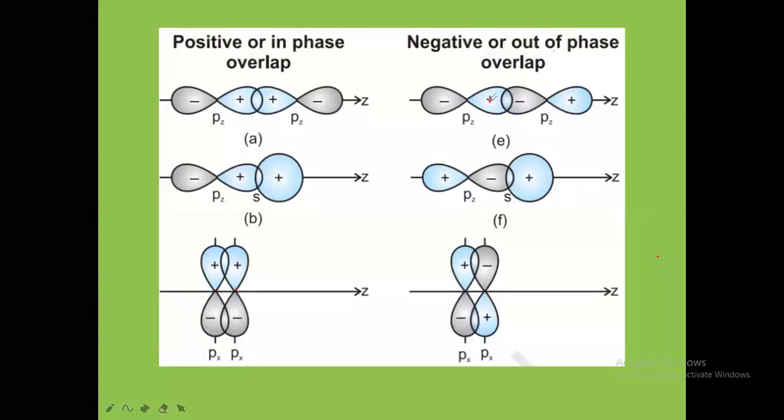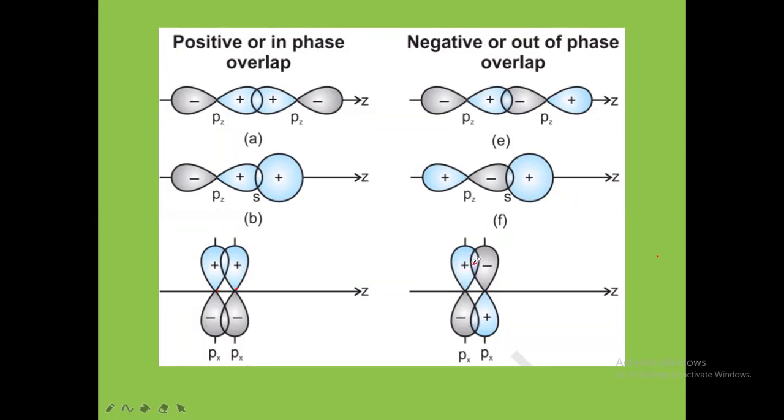When the positive lobe of one p orbital overlaps with the negative lobe of another p orbital, this type of overlap is called negative overlap. Keep in mind. Here the negative lobe is overlapping with the positive lobe of the s orbital. An s orbital will have a positive end only. So the trough is falling on the crest of another electron wave, and it is also negative overlapping. And here also positive lobe versus negative lobe, which is also negative overlap.